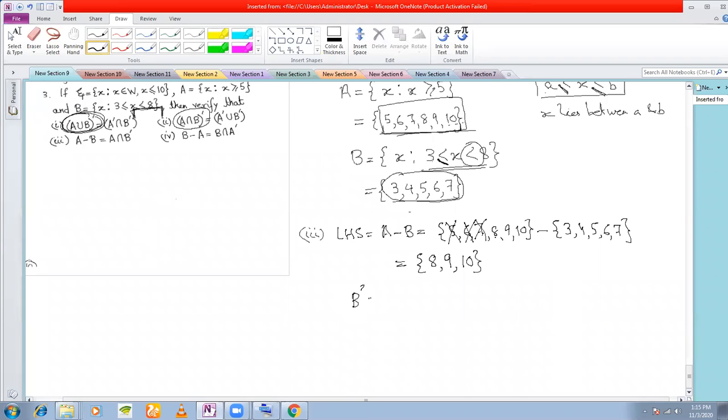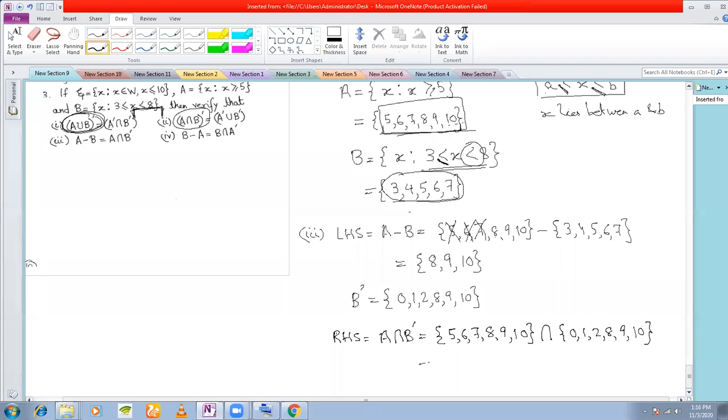B complement. What was B complement I found out earlier? B complement I had found out earlier to be this, right? So therefore, what is the right hand side? Now we are in a position to find out the right hand side. A intersection B complement. And what is A here? 5, 6, 7, 8, 9, 10. Intersection 0, 1, 2, 8, 9, and 10.